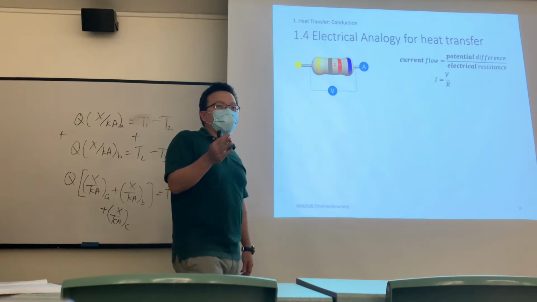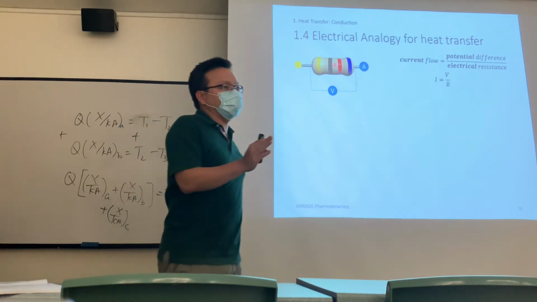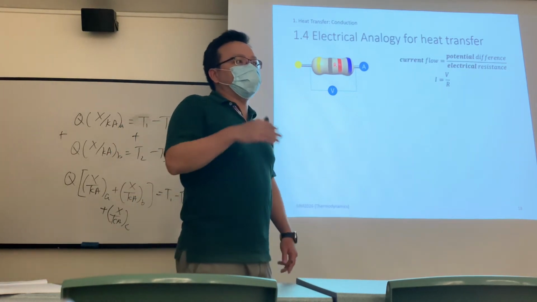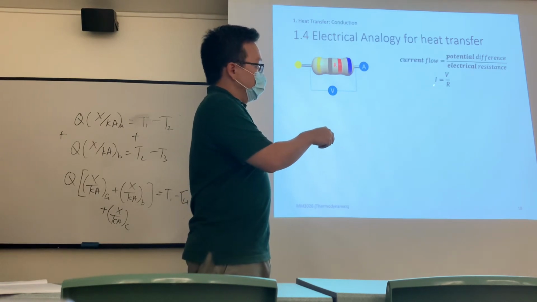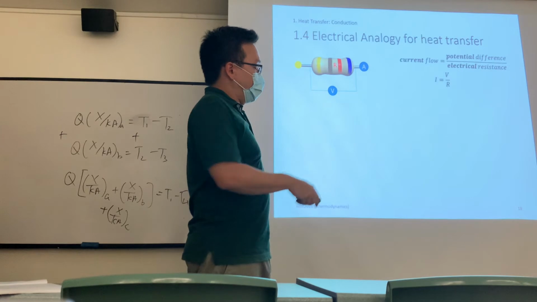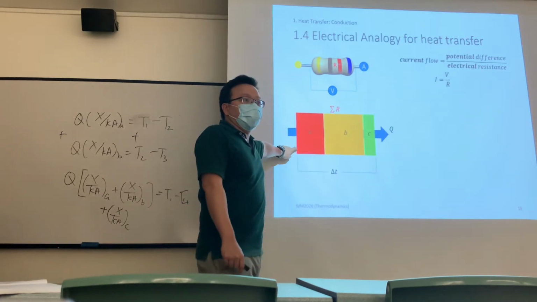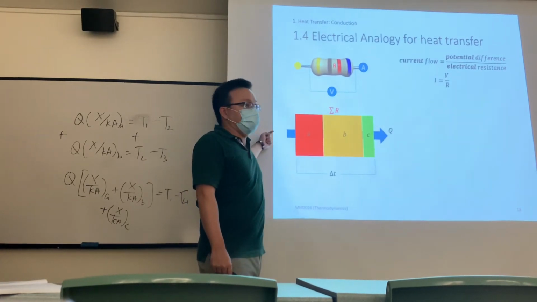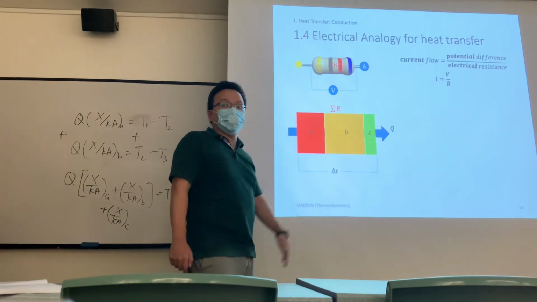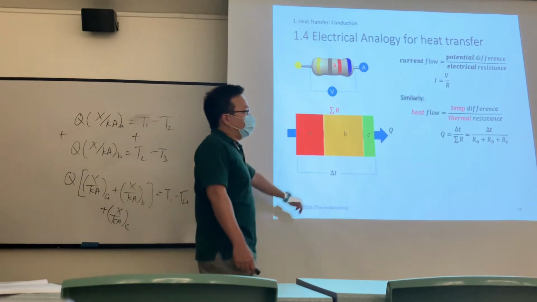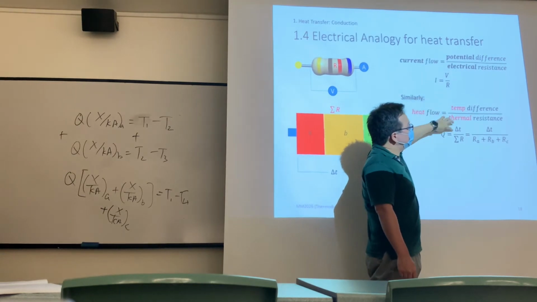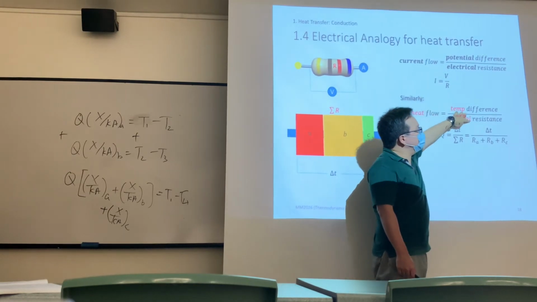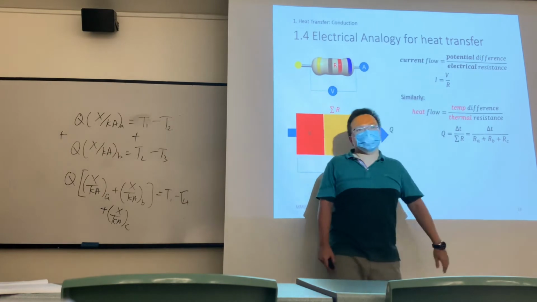Don't like electronics. Okay, I'm not trying to force electronics on you, but I'm just trying to show the equivalence. Alright? Current flow is I, potential difference V over R. When you look at the scenario here, whereby you have heat flow going through, this is equivalent to what? Heat flow Q, temperature difference delta T as your potential difference, and thermal resistance R.